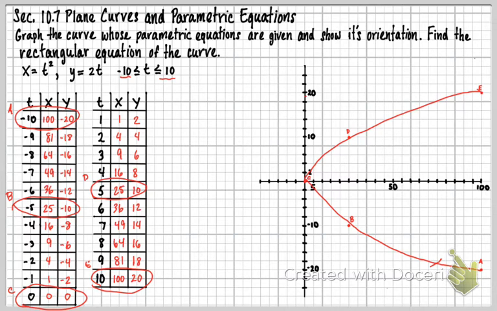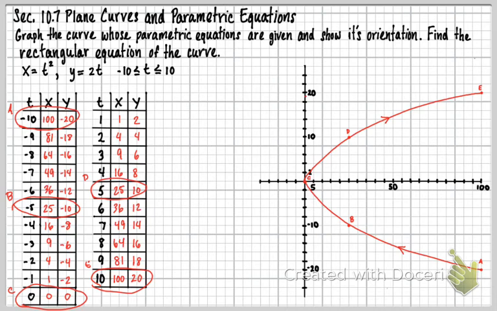So there are no arrows at the ends, it's just these dots. And then we also now have a direction, and our direction is in this direction, and that's actually the orientation. So when it says graph the curve whose parametric equations are given and show its orientation, these little arrows here are the way we actually show that orientation. Now I don't need the A, B, C, D, and E on there. I just put them there so you can see how this is actually being mapped. So now we're going to find the rectangular equation of the curve.